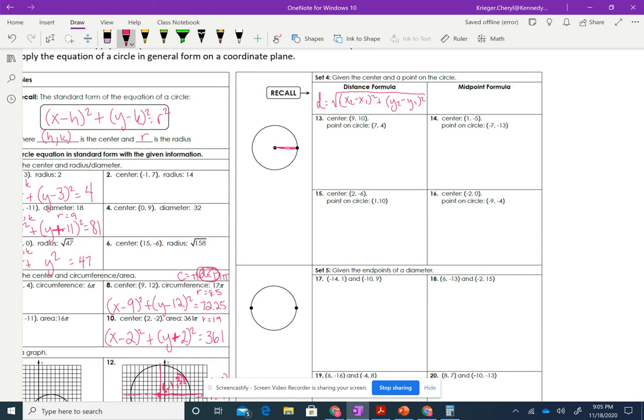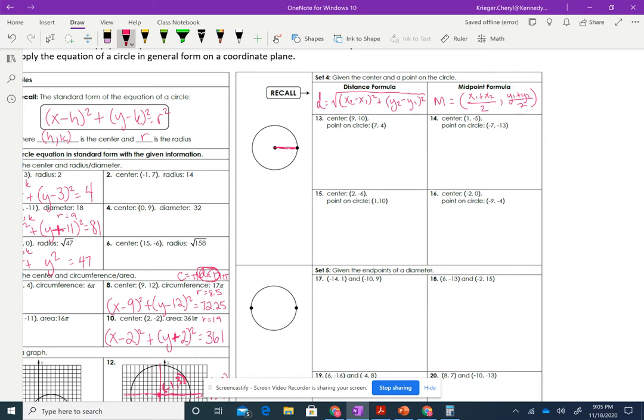Okay, and recall midpoint. So midpoint is equal to the average of my x values, x1 plus x2, divided by 2, and the average of my y's. Okay, and that's a coordinate, right? An ordered pair. So let's try to, I'll leave you guys the left side, 13 and 15, and I'll do 14 and 16. So number 14, they give us a center.